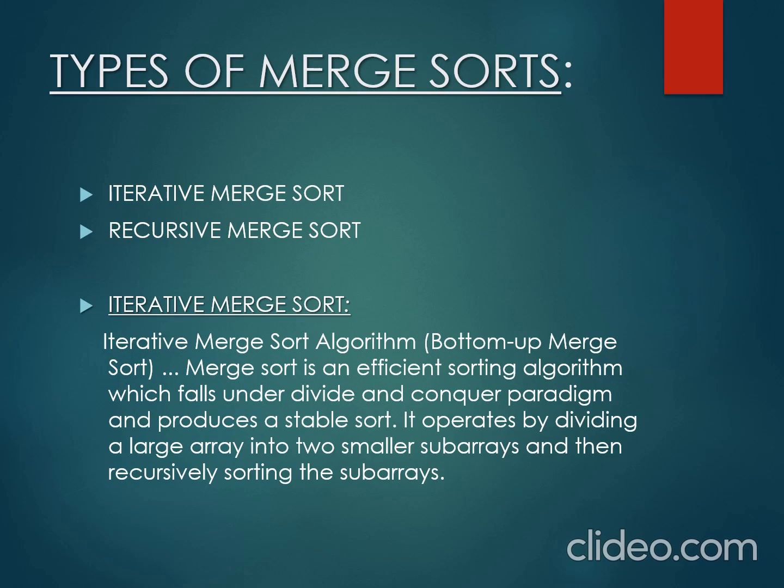There are basically two types of merge sorts. One is iterative merge sort and the other one is recursive merge sort. Iterative merge sort operates by dividing a large array into smaller subarrays and then sorting the subarrays. It is also called bottom-up merge sort.